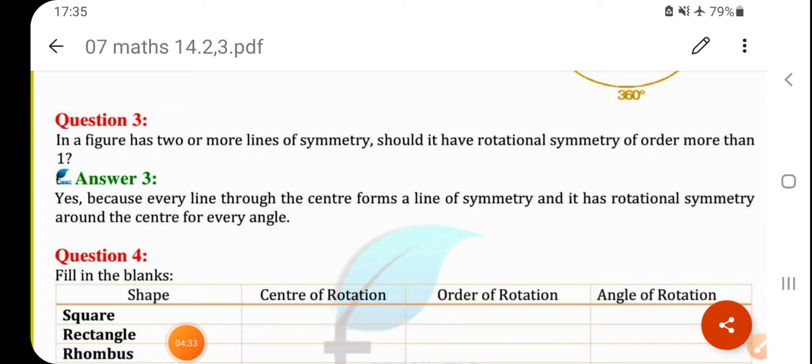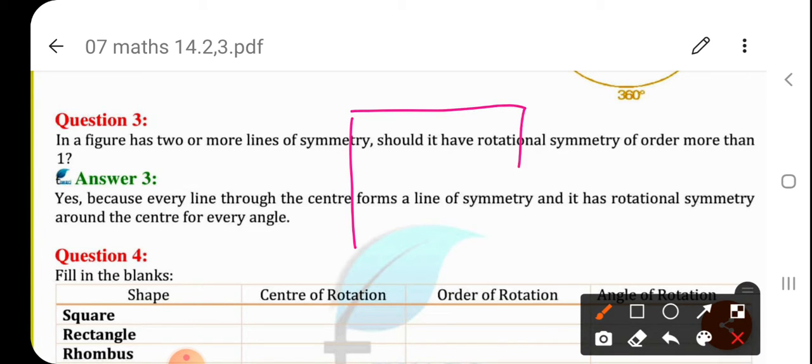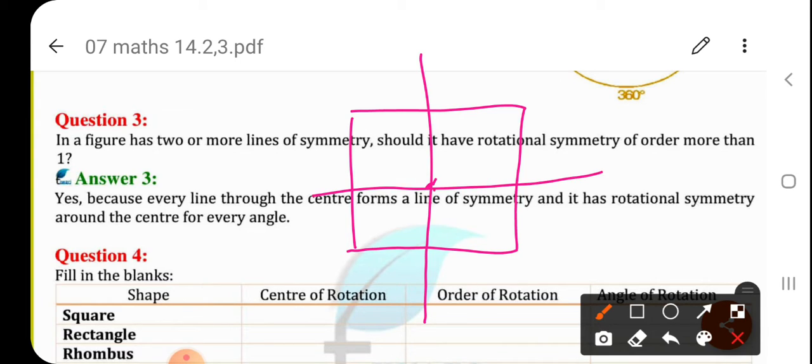Question number 3. If a figure has 2 or more lines of symmetry, should it have a rotational symmetry of order more than 1? Yes, because every line through the center forms a line of symmetry and it has a rotational symmetry around the center. Any figure having 2 or more lines of symmetry, these lines will pass through the center. So it must have a rotational symmetry also, around the center, for every angle.